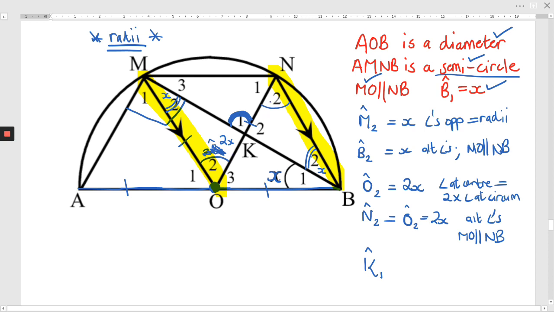Let me just go and put N2 as 2x there. K1 is an exterior angle of this triangle NBK. So K1 is going to equal 2x plus x because of exterior angles of a triangle. Okay. I'm going to name the triangle NBK.